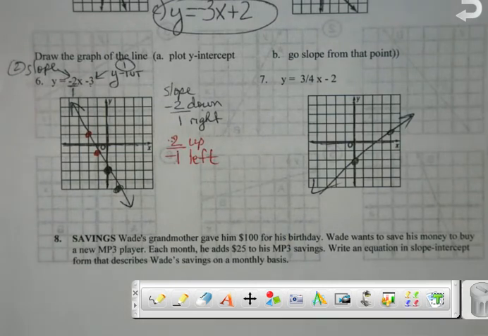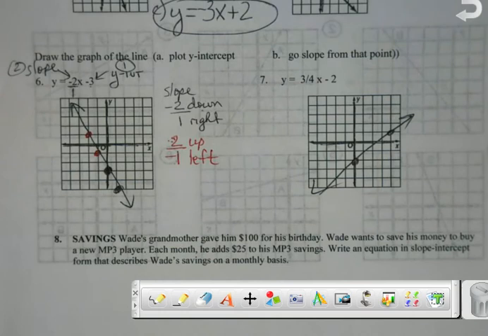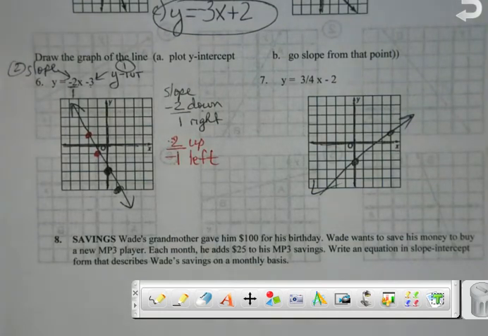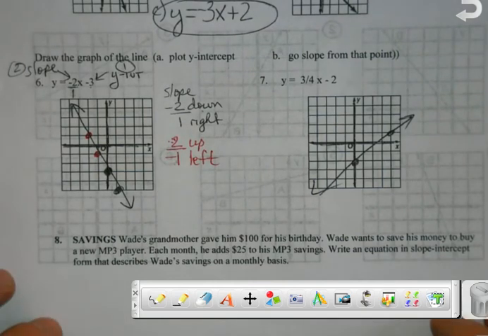Quick peek here. I saw lots of good ones. Y-intercept is down 2, and then from there, we're up 3 and right 4. Make my other dot from there. Okay? So I'm feeling a little better here. So much better, as a matter of fact, that we're going to throw a new thing in here while we're doing the re-review.